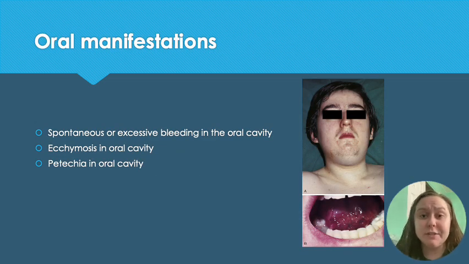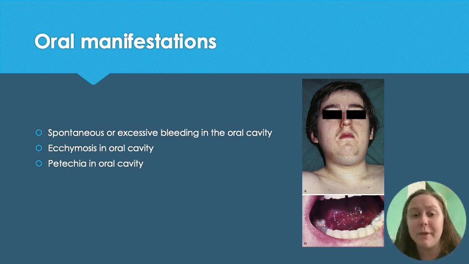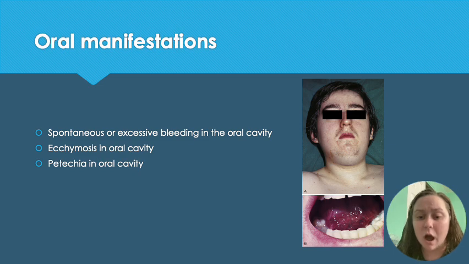Oral manifestations in a patient with hemophilia would look like spontaneous or excessive bleeding in the oral cavity, ecchymosis in the oral cavity, and petechiae in the oral cavity. The image here to the right shows swelling of the submandibular region in a patient with hemophilia caused by bleeding after intraoral trauma. You can see here underneath with his mouth closed, that submandibular region is all swollen, and then the inside of his mouth just looks very bloody.